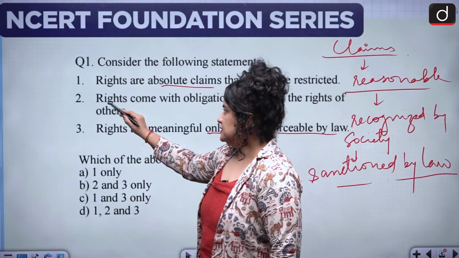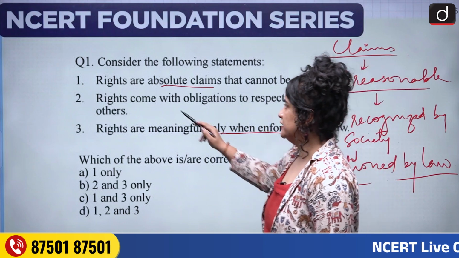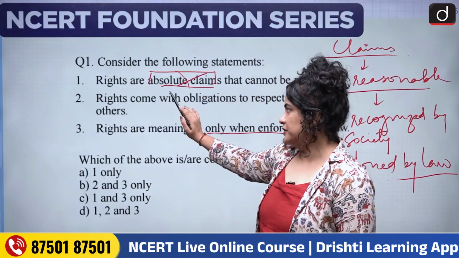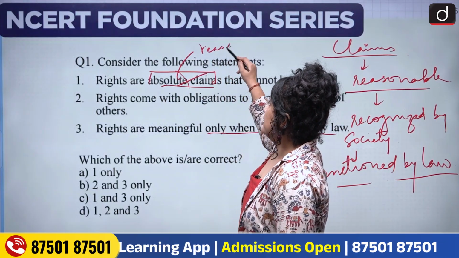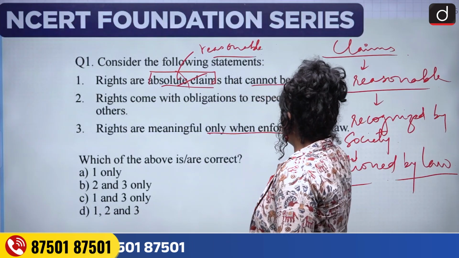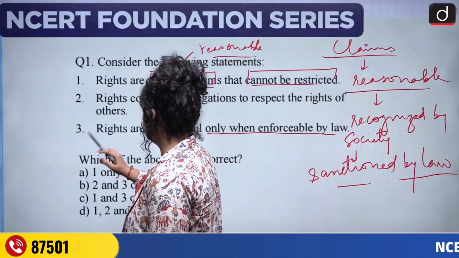Now, let's consider the statements again. Rights are absolute claims that cannot be restricted. Now, right about here, you can say this statement to be false because rights are not absolute claims. They are reasonable claims. Okay. And of course, they can be restricted. That's what we talked about when talking about reasonableness.